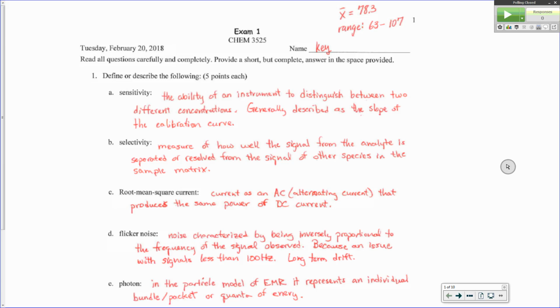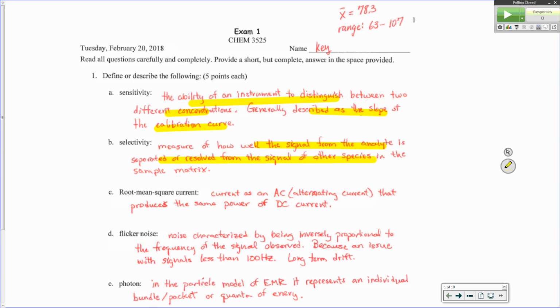So the definitions, I'm looking for some key words. It doesn't have to match my wording. But sensitivity, what I'm looking for is the ability to distinguish between two concentrations. That's one way we think about it. If you simply told me the slope of the calibration curve, I accepted that as well. That's the information you're getting out of it. Selectivity is the ability to see the analyte and separate or resolve its signal from anything else in the sample matrix.